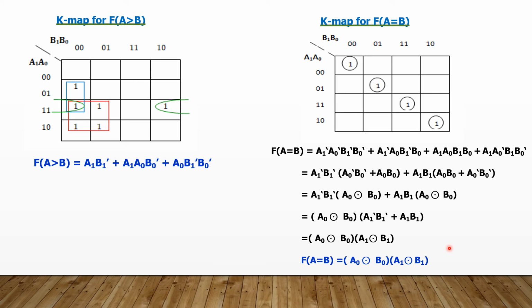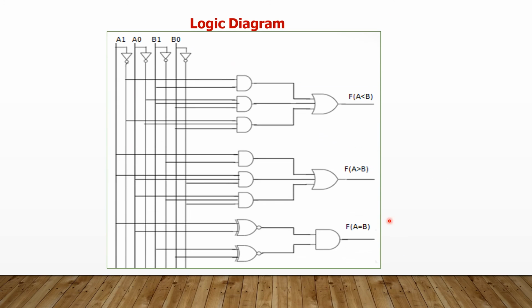Now obviously, what is the last step? Since we got all 3 output expressions, A less than B, A greater than B, and A equal to B, we can now draw the logic diagram. Likewise, we can construct a 3-bit, even a 4-bit magnitude comparator.